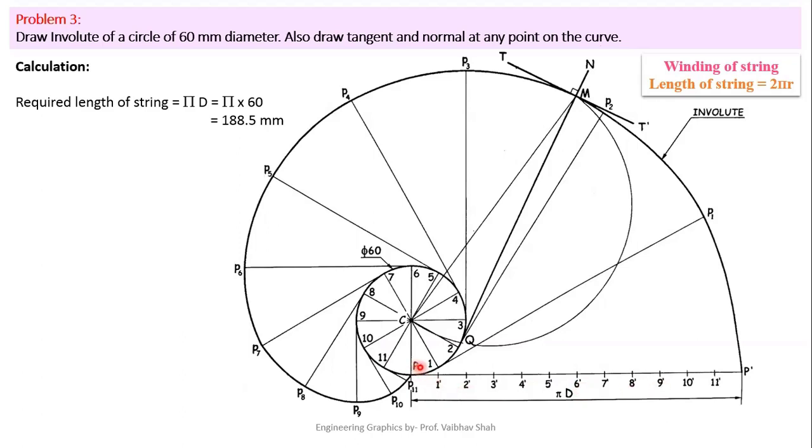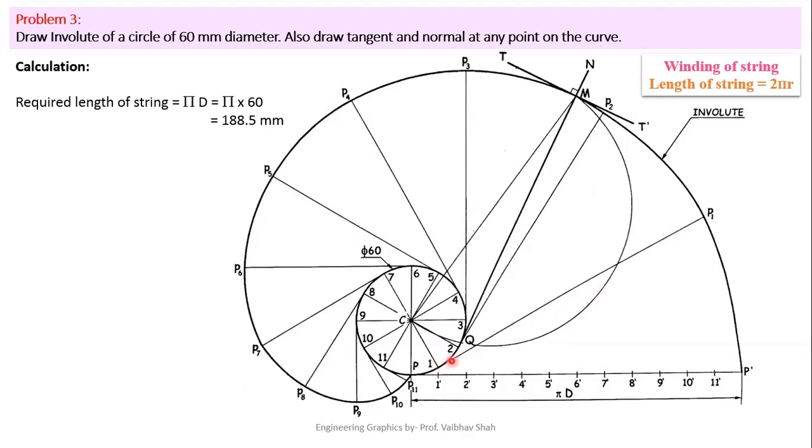Now let us give numbering to this line. First of all, we have divided this circle into 12 equal parts. That guarantees that you must divide this straight line of circumferential length pi d into 12 equal parts as well. After dividing this line into 12 equal parts, we will give numbering, starting from this point as 0, 1 dash, 2 dash, 3 dash, 4 dash, 5 dash, 6 dash, 7 dash, 8 dash, 9 dash, 10 dash, 11 dash, and the final point would be 12 dash, or you can say P dash.